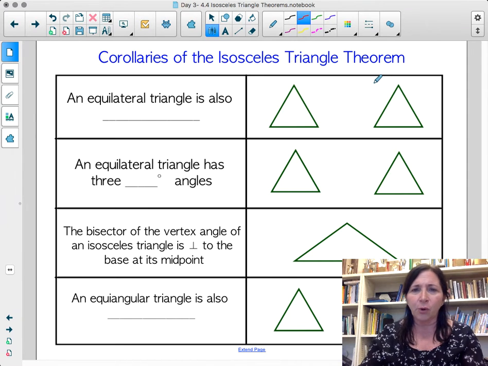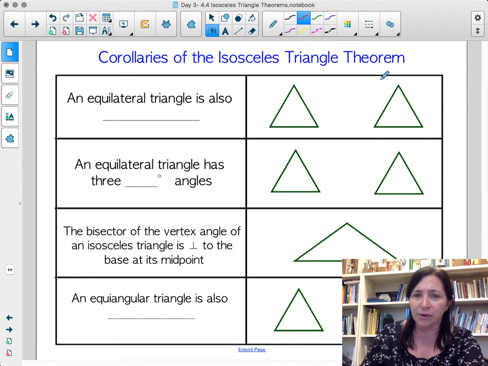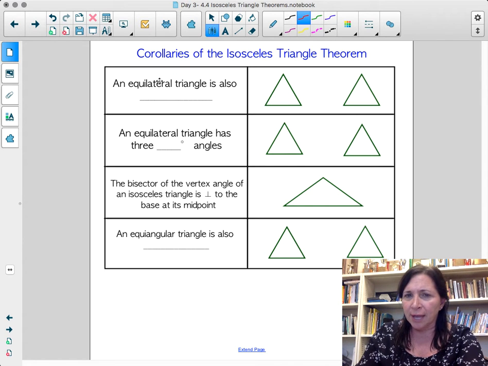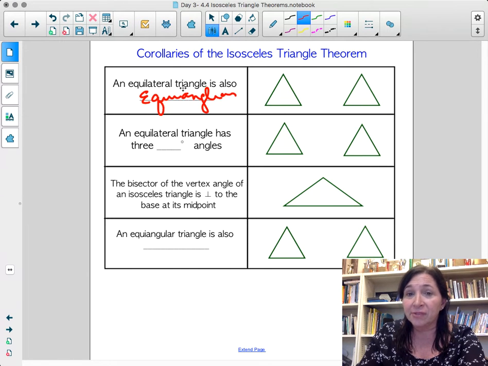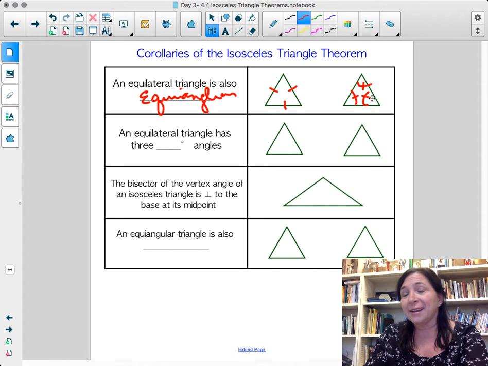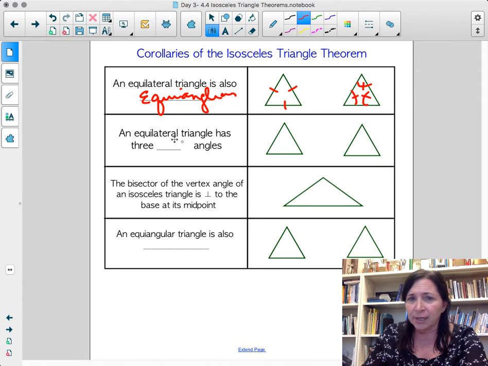Okay. Corollaries of the isosceles triangle theorem. Basically, if you recall, these are a lot of things that we've already done, but if you have an equilateral triangle, it's also equiangular, which basically means if I have a triangle that has all three sides congruent, then all the angles are congruent. If I do have an equilateral triangle and all of the angles congruent, that means that all my angles are 60 degrees.